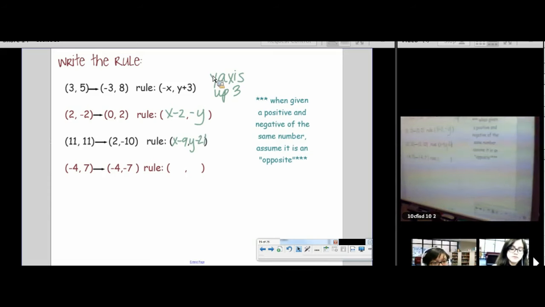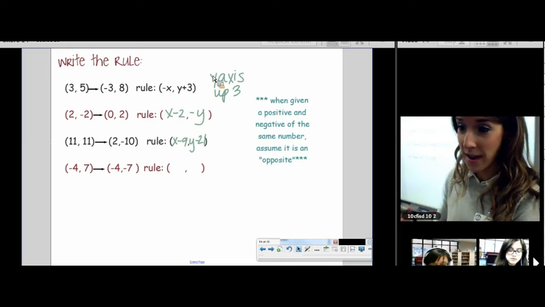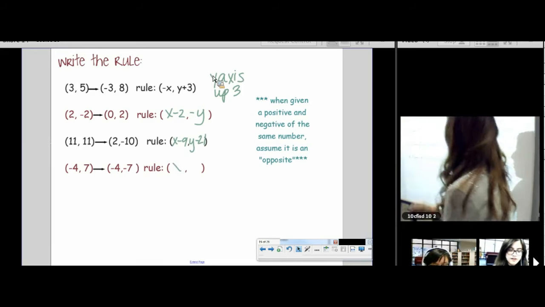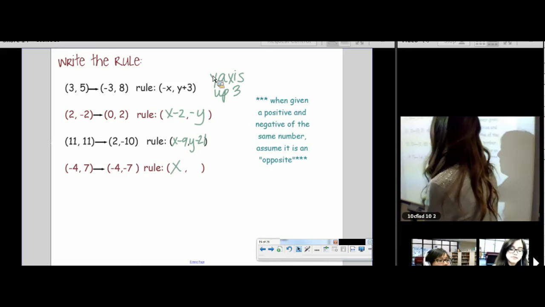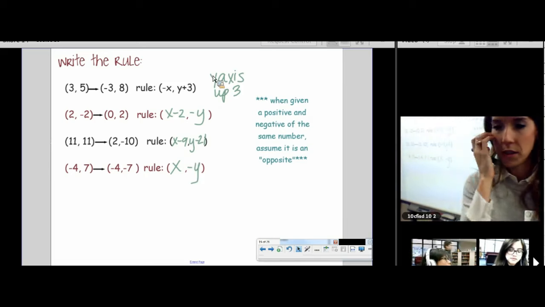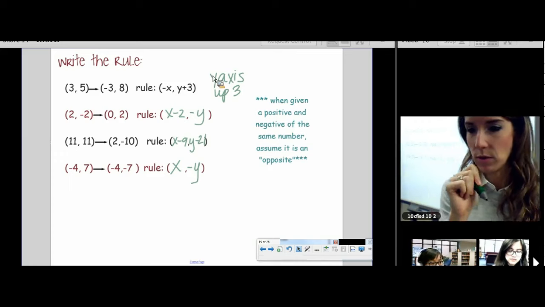And the last one, what happened here? Negative 4 became negative 4. So that's just plain old x. And 7 became negative 7. So negative y. So that would be a reflection over the x-axis. So none of those ended up being rotations.